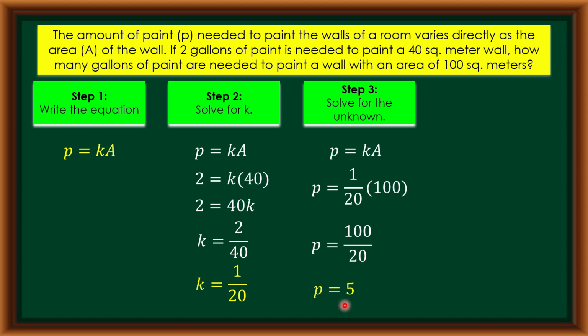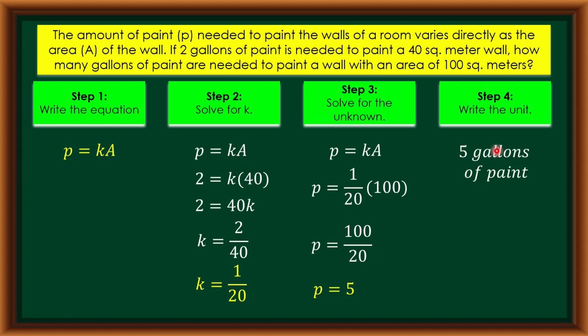So let us move on with step 4, in which we will write the unit. Since we obtained here 5, then the answer to this problem is 5 gallons of paint. And that is the final answer.